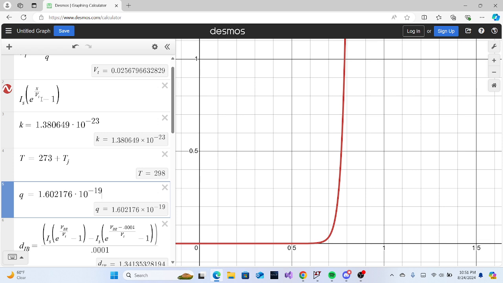So what we're doing is we're iterating over x here. As VBE grows, it's going to describe our collector current. So it's going to exponentially rise when we hit about 0.7.